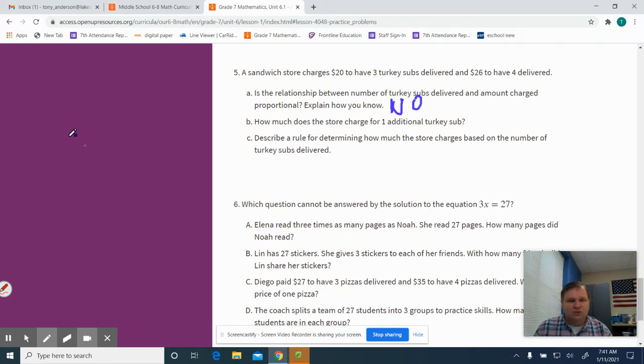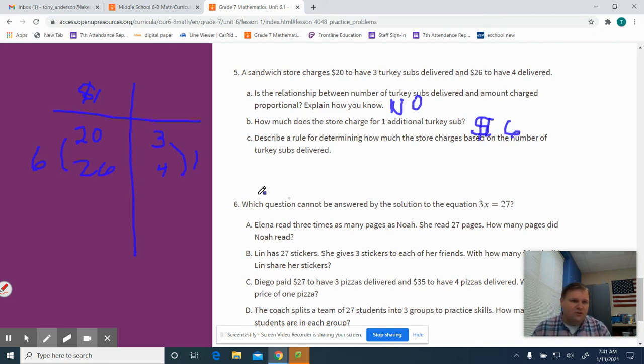How much does the store charge? All right, well, this goes back to we have to look at our table, okay? $20 for 3 subs, $26 for 4 subs. And if you remember that activity that we did, we got to look at the difference here. $6 is a difference of 1 sub. So for 1 additional sub, they charge $6.